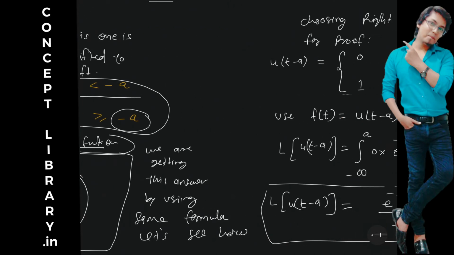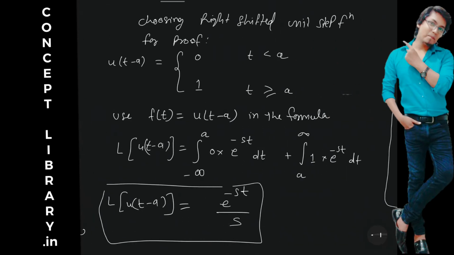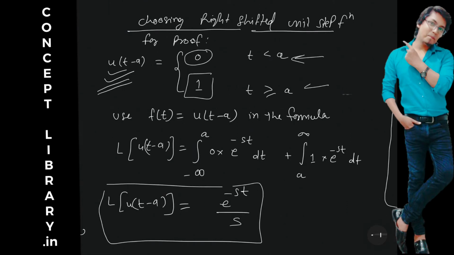So now we'll see how to prove this. We are getting this answer by using the same formula. Let's see how. We are choosing the right shifted unit step function. Actually you can choose any one out of the 3, but just to make the proof a little more worthwhile, I'm choosing u(t minus a). As we have just explained, u(t minus a) will be 0 when t is less than a, and u(t minus a) will be 1 when t is greater than or equal to a. So we got our limits.